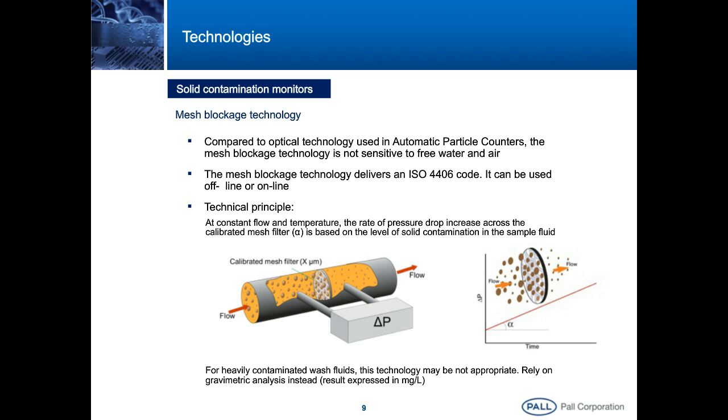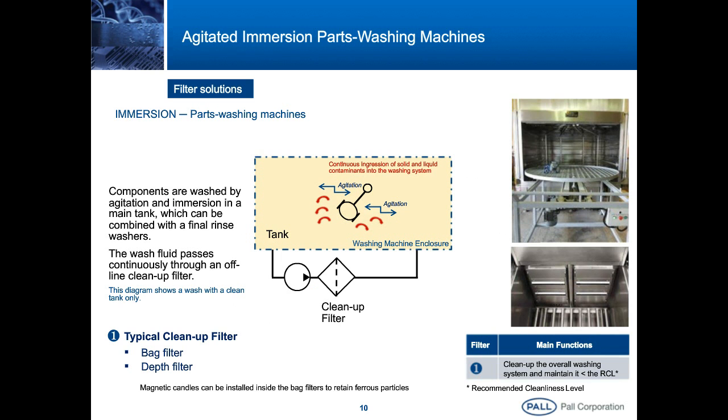Given the time constraints inherent to the webinar format, I have adjusted this slide to describe the washing technique by agitated immersion. This is in fact the simplest washing principle in the industry. The wash fluid passes continuously through an offline cleanup filter, which is typically a bag filter or a depth filter. Magnetic candles can be installed into the bag filters to retain ferrous particles.